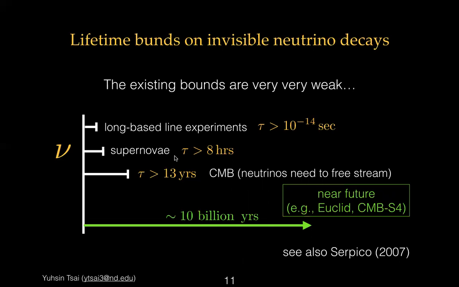So at the end of the talk, I'm going to show you that we do have a good chance to extend this bound by 8 orders of magnitude using some of the near future large-scale structure surveys or the weak lensing, the CMB lensing measurement from the future CMB experiments. So we do have a chance to extend the sensitivity of seeing the neutrino decay to the 10 billion years time scale, and that will be very, very exciting. And I also encourage you to take a look at this early paper by Serpico that also mentions a similar idea to probe the neutrino decay.